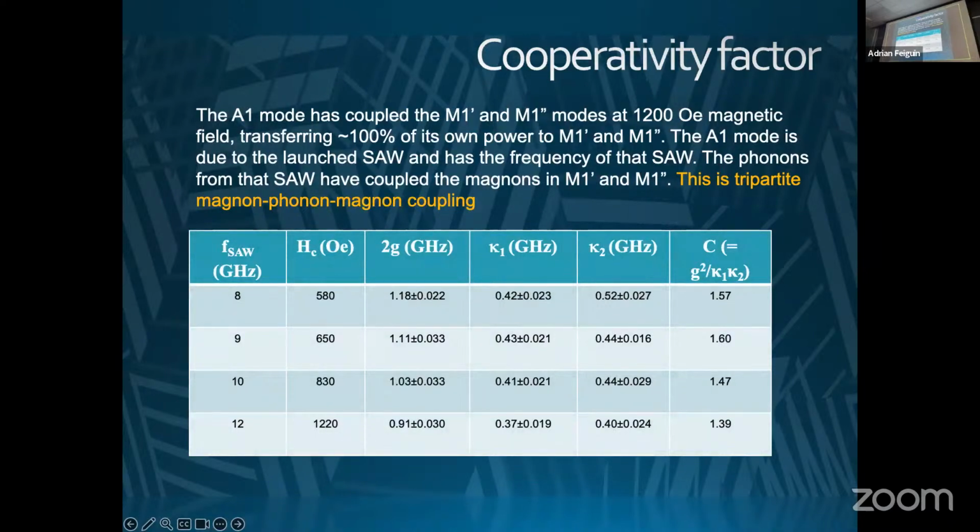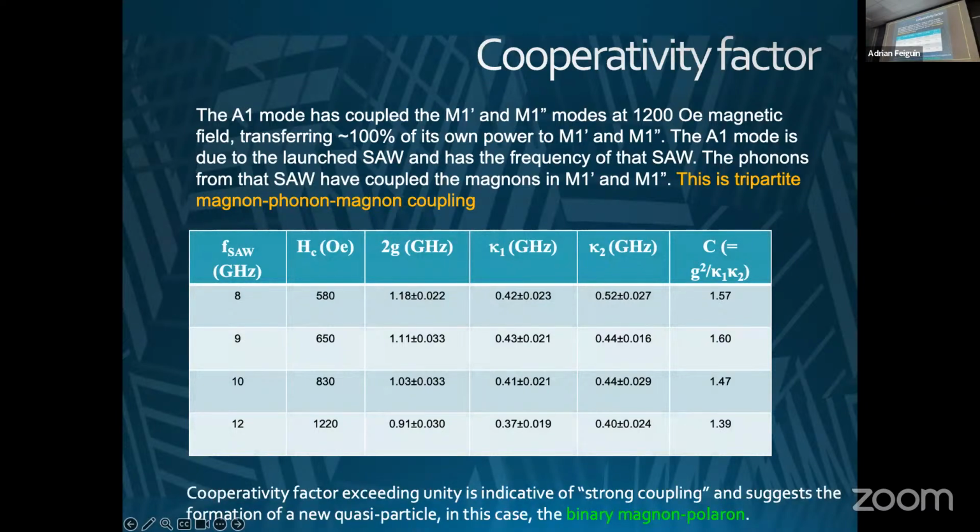Okay, all right. So large cooperativity factor, and the cooperativity factor exceeding unity is indicative of strong coupling and suggests the formation of new quasi-particles. So in this case, the two magnons and the phonons are coupled so strongly with each other that all three of them have lost their individual character. Now you cannot view them as a magnon and a phonon because they're so strongly coupled together, and we call such a quasi-particle binary magnon-polaron.